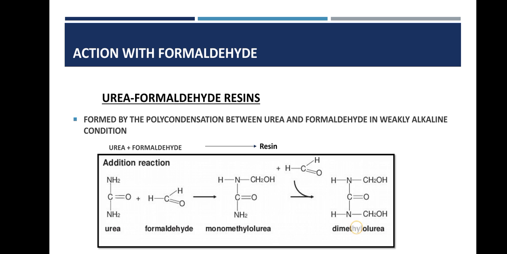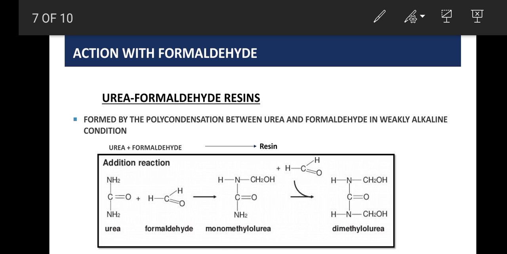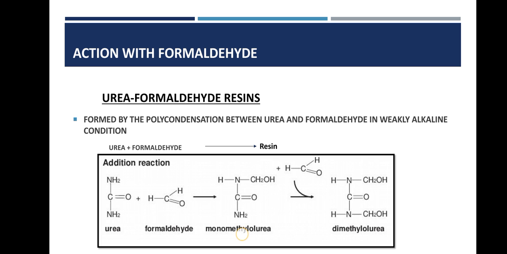So let's look at this box. Here urea reacts with formaldehyde to form monomethylol urea. What we get first is monomethylol urea. Then it further reacts with formaldehyde to form dimethylol urea. So this is the reaction of urea with formaldehyde to form resins.